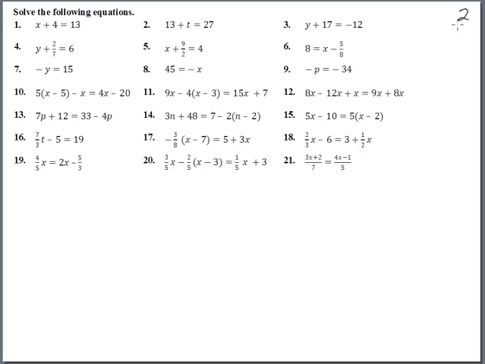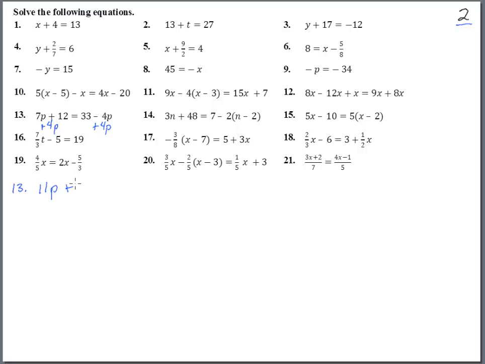Here we are on page 2. We're going to do items 13 through 21. Start with 13. We're going to add 4p onto this side. What do we do that for? So we can get the p's all together.